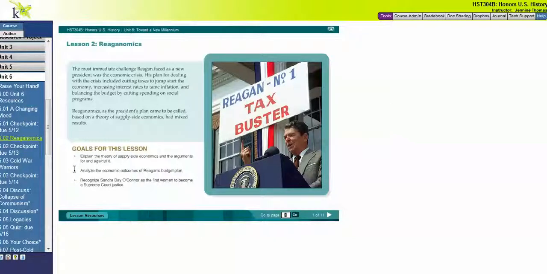The second goal is to analyze the economic outcomes of Reagan's budget plan. So what happened as a result of the way that Reagan spent money while in office, or the way that he organized the government spending. The third goal is to recognize Sandra Day O'Connor as the first woman to become a Supreme Court justice.